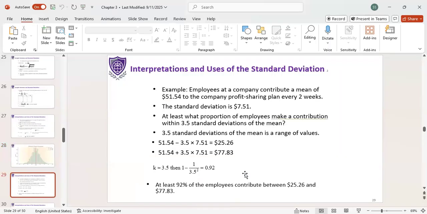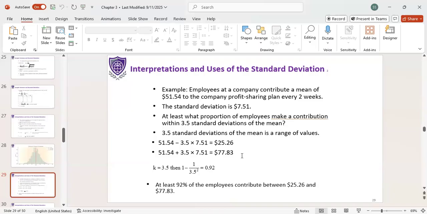And then here there is an example. It says they have an average of $51.54 of contribution to this profit sharing plan every 2 weeks, and the standard deviation is 7.51. So it is asking at least what proportion of employees make a contribution within 3.5 standard deviations of the mean. So it means 3.5 standard deviations below the mean and 3.5 standard deviations above the mean.